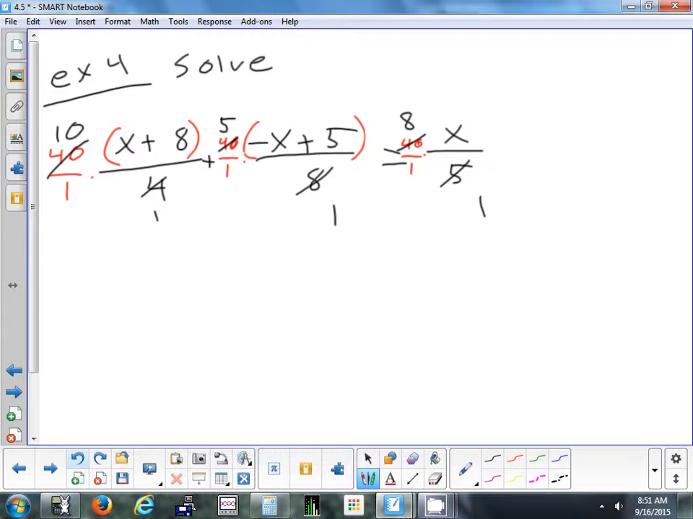All right, so we've done all that reducing. Let's just copy over what we have and clean it up a little bit. We've got 10. We have x plus 8. Plus, we've got 5. Negative x plus 5. Okay, keep that in parentheses. Equals, what's on the other side? 8x. Now this is just like one we did, I think we did this on Monday. We've got a distributive property, and then we'll combine like terms.